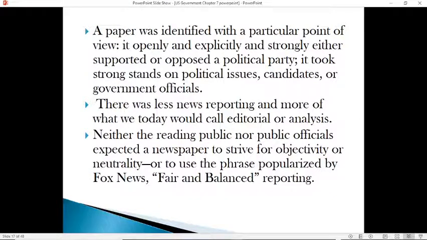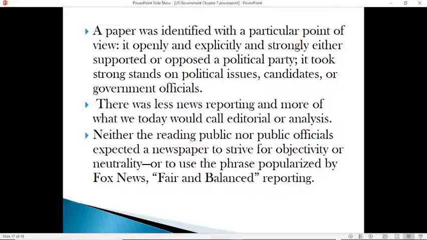Now, a paper was identified with a particular point of view. It openly and explicitly and strongly either supported or opposed a political party. It took strong stands on political issues, candidates, or government officials. So in the early days of the newspaper, they were very partisan, very open, very explicit about who they supported or who they opposed, or what party they supported or opposed. They took very strong stands on political issues in the paper. If there were editorials, they took a strong stand towards a candidate or towards government officials.